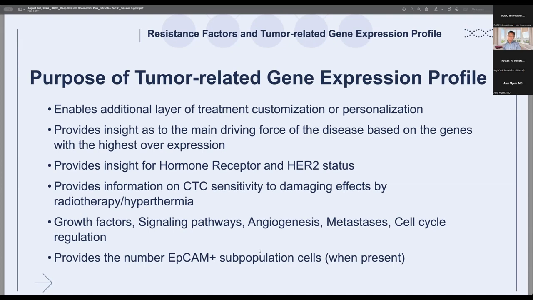the EpCAM positive subpopulation is also shown in the Onconomics test. And you can go down all the way to the last page of the gene profile, and you can find the EpCAM positive subpopulation CTCs and just subpopulation cells in the table. Not on the graph, but it's in a table. That's where you can find the numbers, like 1.5 cells per 7.5 mils or 2.1 cells per mil.